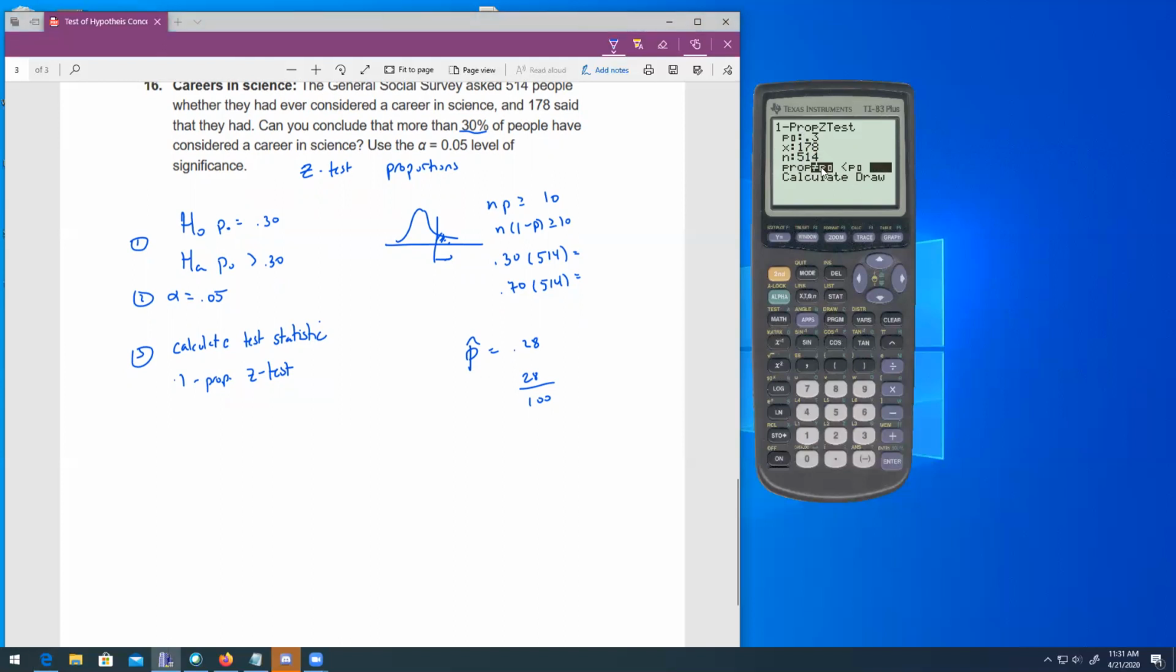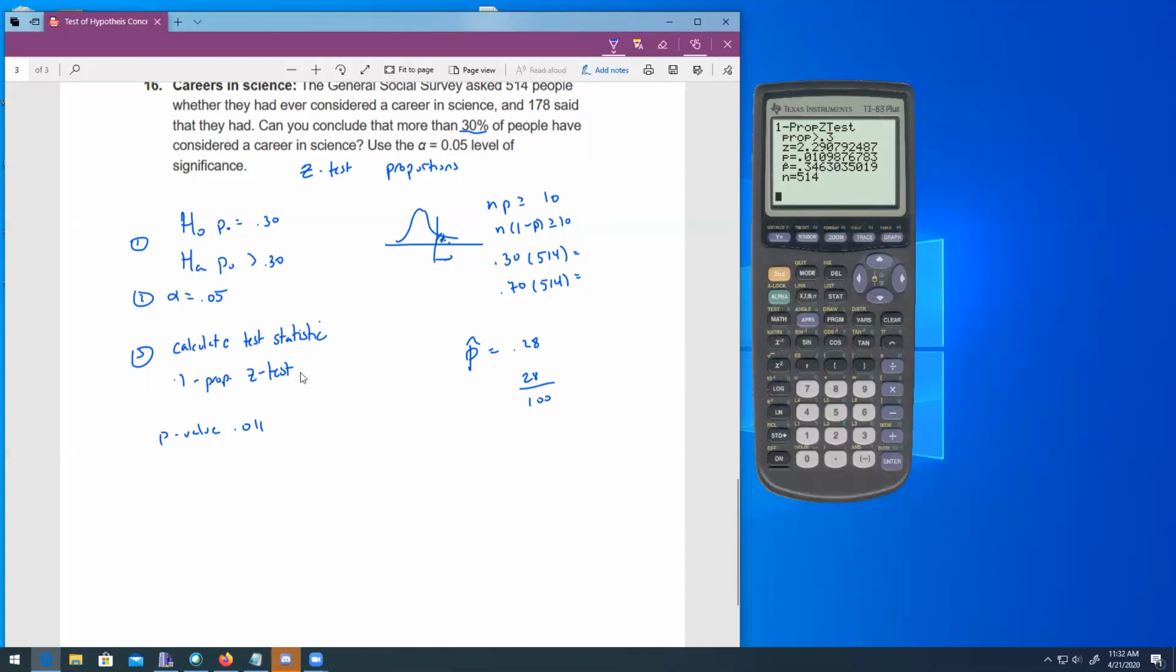And again, this is a one-sided test, right? They want greater than 30, so we're going to go with the greater than 30 and enter that. And then we'll say calculate. Okay, so here is my p-value. My p-value is 0.011. Okay, that's close enough to 0.011.